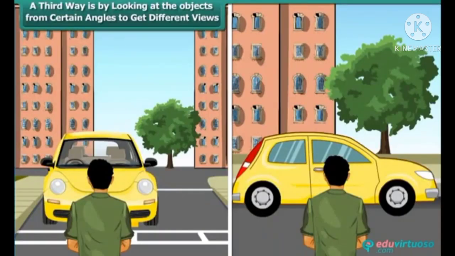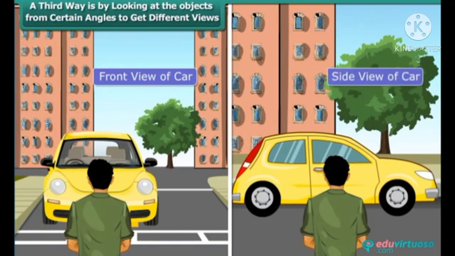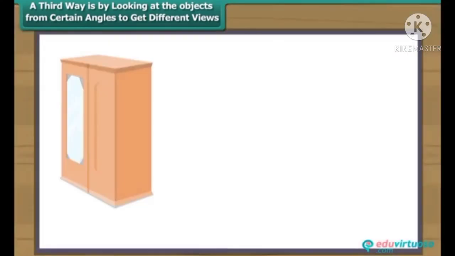A third way is by looking at the objects from certain angles to get different views. We can look at the object by just standing in front of it, and from the side and top as well. Let us see some of the objects through this method.